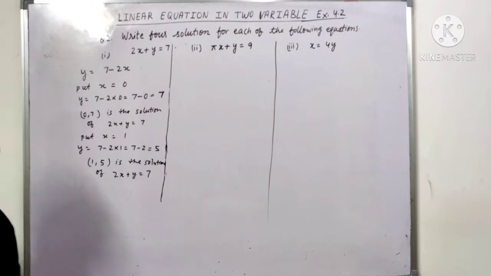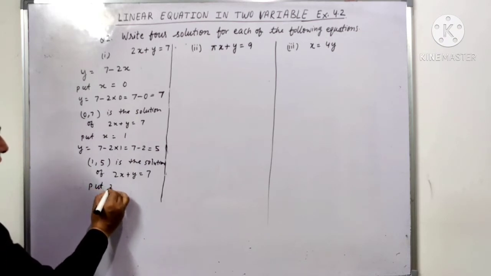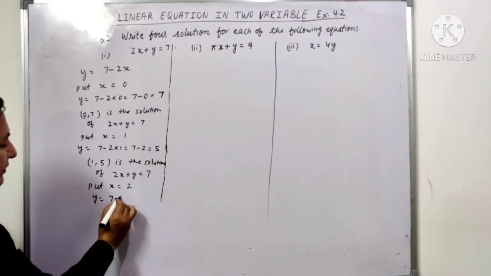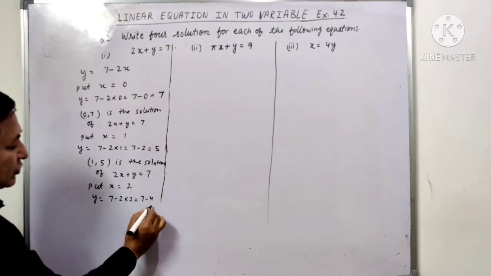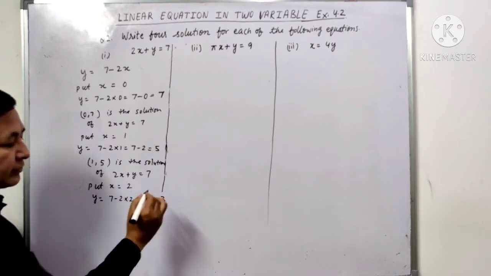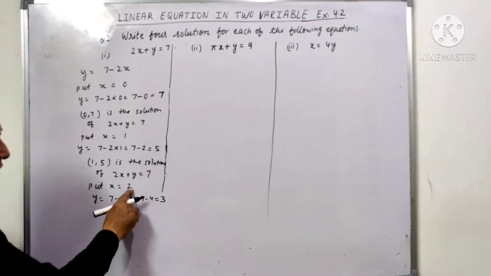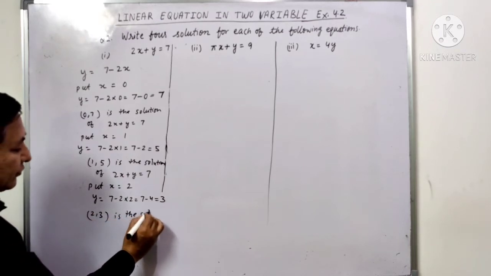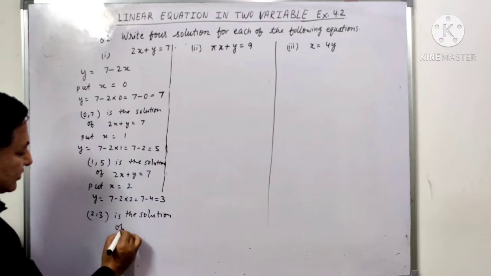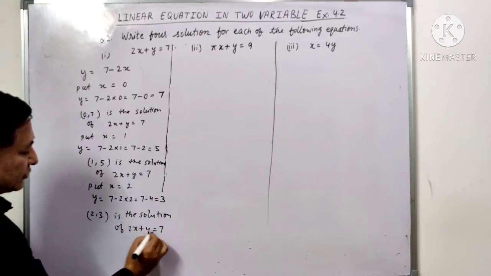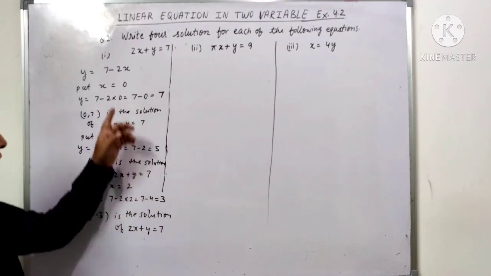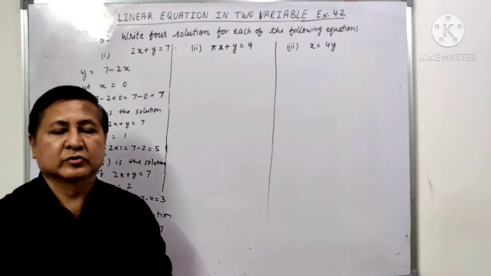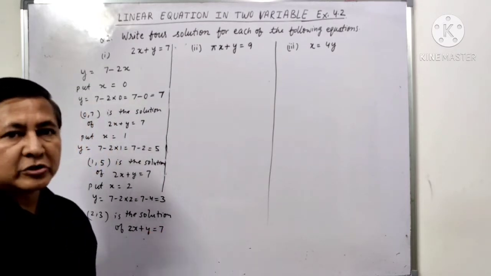Now we will take the third value, and put x equal to 2. So when we put x equal to 2, y will be equal to 7 minus 2 into 2, that is 7 minus 4, which is equal to 3. So now we have another solution, that is (2, 3). So we write (2, 3) is a solution of 2x plus y is equal to 7. Now I have done three solutions. In this question they have asked for four solutions. I am leaving one solution as homework for you, so you can find the fourth solution there.